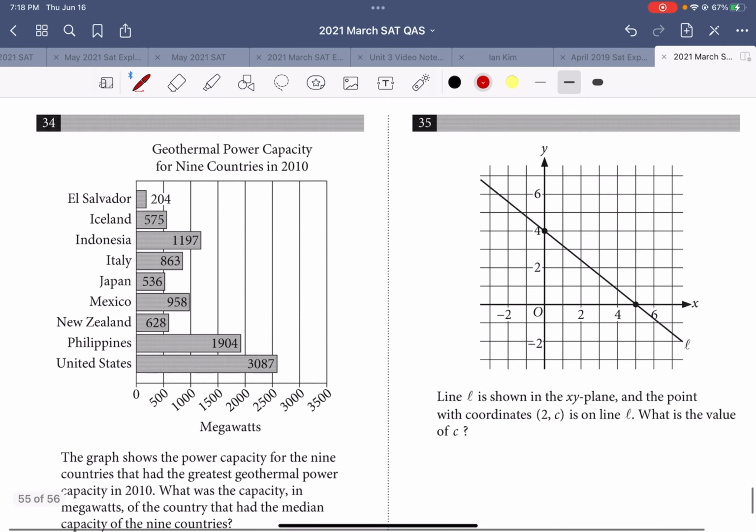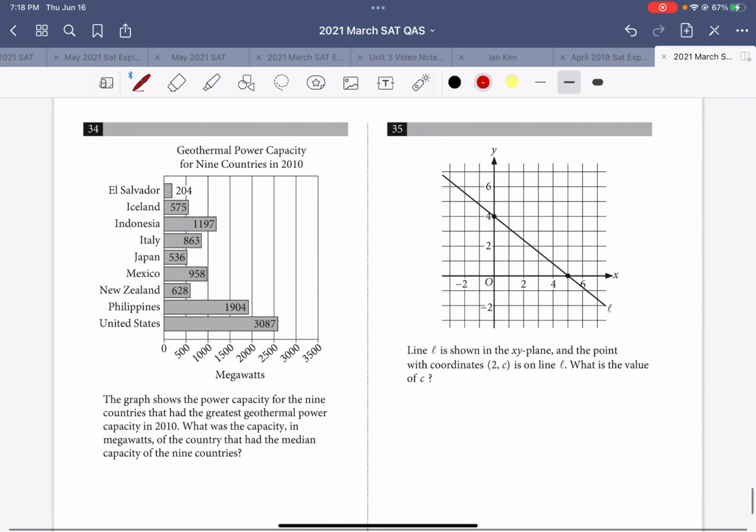Now let's move on, number 34. The graph shows the power capacity of the 9 countries that had the greatest geothermal power capacity in 2010. What was the capacity in megawatts of the country that had the median capacity of the 9 countries? So what is a median, right? You have 9 countries total, so what is the fifth one? Start from the small one.